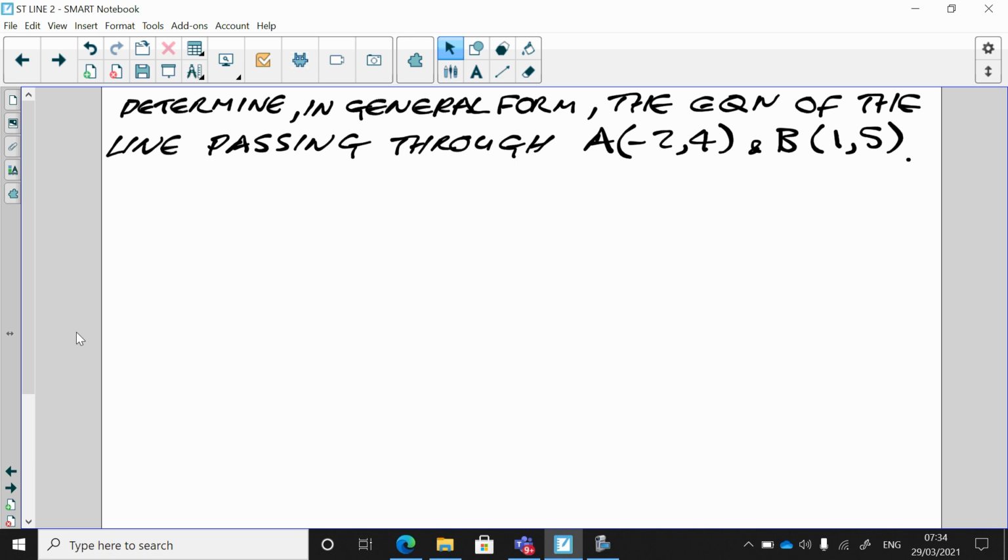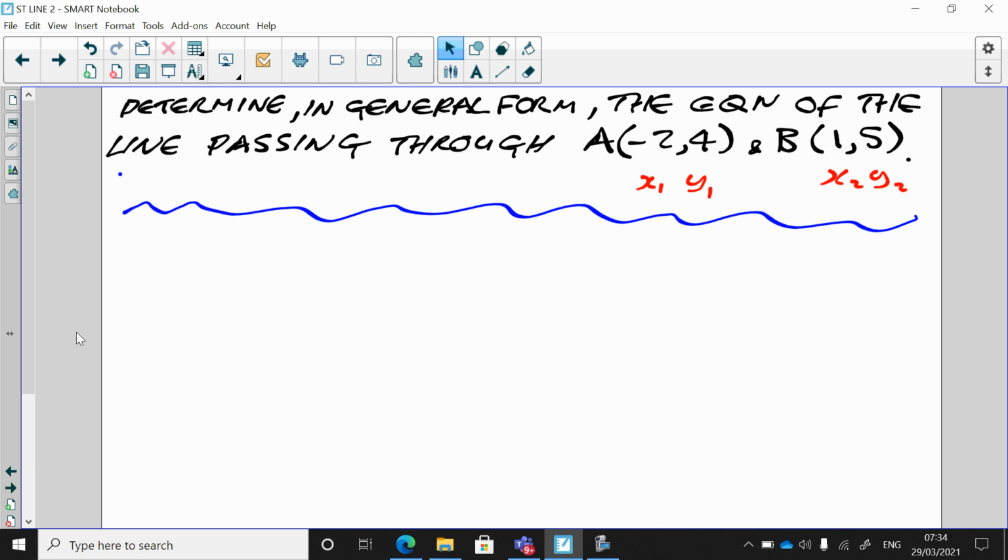So again, another similar question here. Again, general form, but we've only got 2 points here, with the coordinates (-2, 4) for A and (1, 5) for B. I'm just going to label these x1, y1, x2, y2. And so I need several things here.